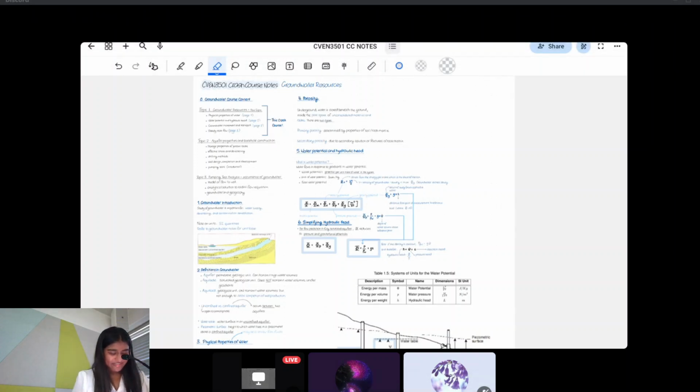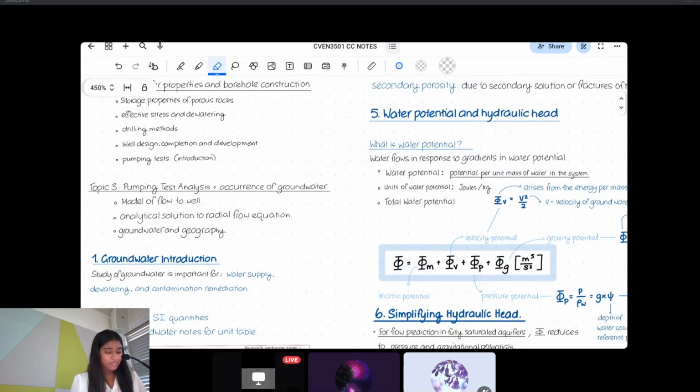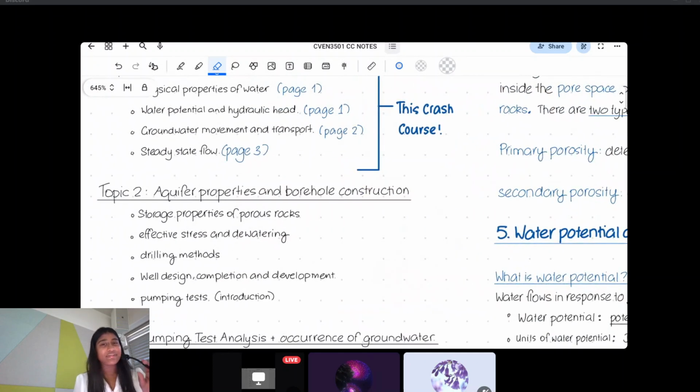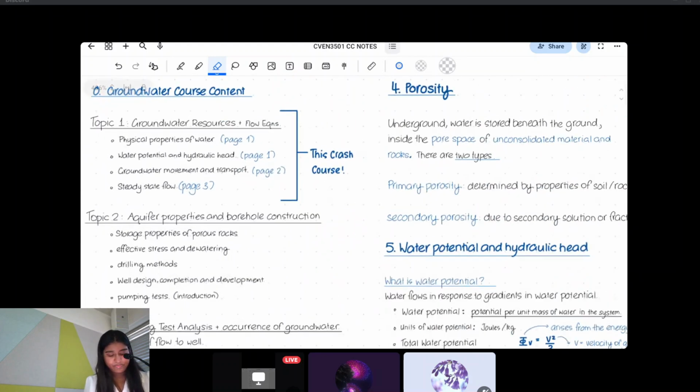Okay, so that was hydrology. That is probably about 70% of the course. The other 30% is groundwater resources. That is everything about how water moves and behaves underneath the ground, and how we're able to track that and predict it as well.